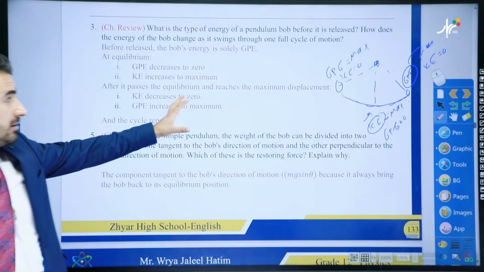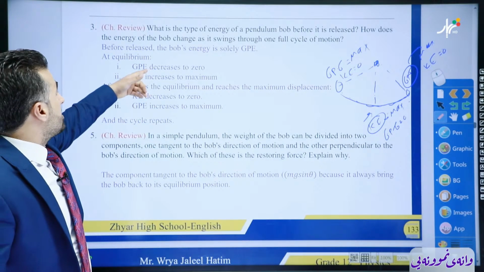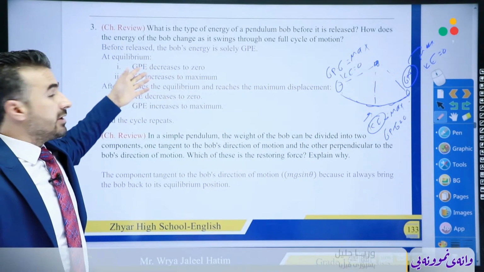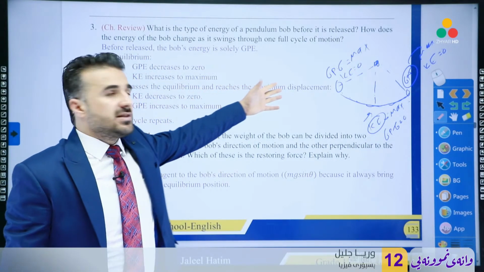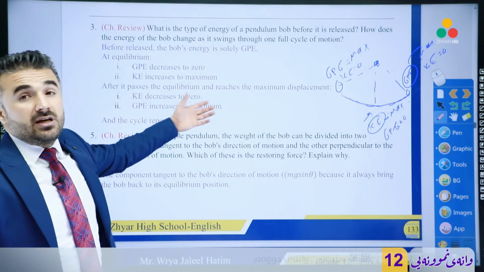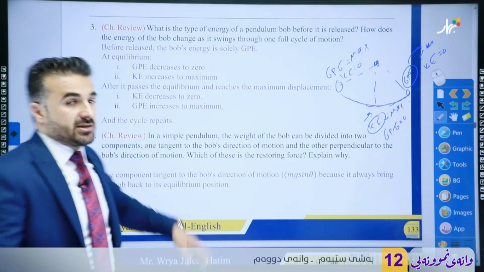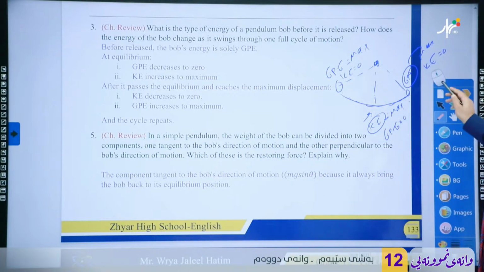But remember, the mechanical energy will always be conserved. So at equilibrium, you can see here, GPE decreases to 0, kinetic is maximum. After it passes through the equilibrium towards the maximum displacement, kinetic energy decreases to 0, GPE increases to maximum, and then the cycle repeats, keeps moving back and forth.